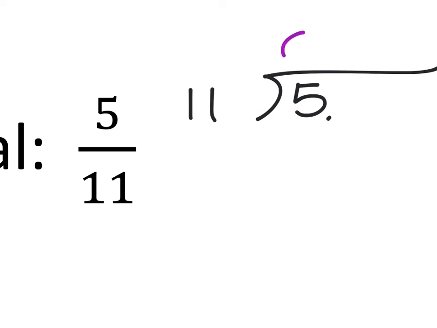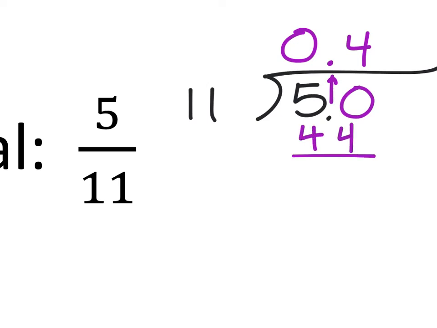Now, of course, 0 doesn't go into 5, so we'll move the decimal up and make this 50. Well, 11 will go into 50 4 times. And yeah, just throw it away. 4 times 11 is 44. So when I subtract that, I get 6 remaining.